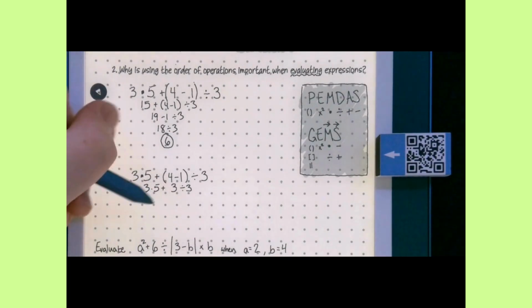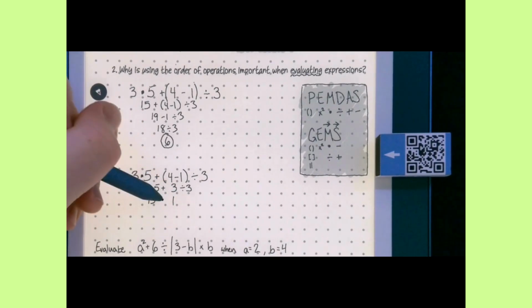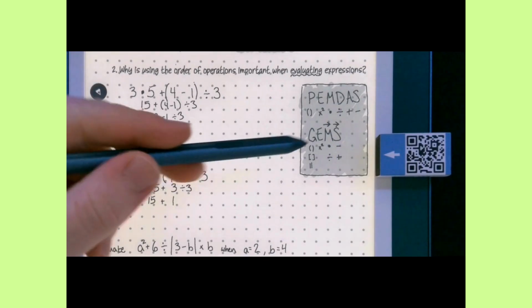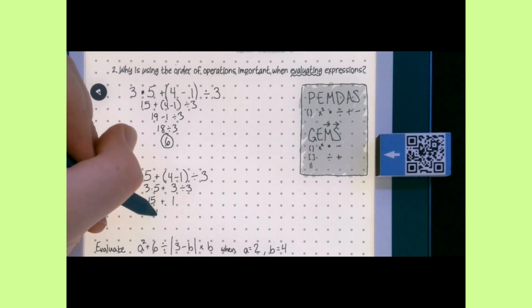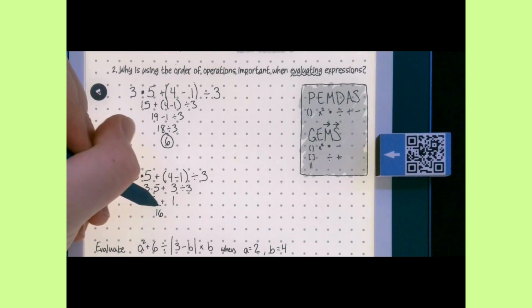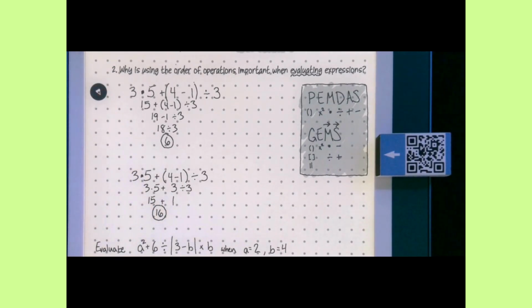So 3 times 5 is 15. 3 divided by 3 is 1. And then let's bring that little addition down. And then now we can do our 15 plus 1 is 16. And I think you'll notice these are two drastically different numbers. And you could end up with an even larger difference between your two numbers if you do it wrong and do it right and compare what you got both times.